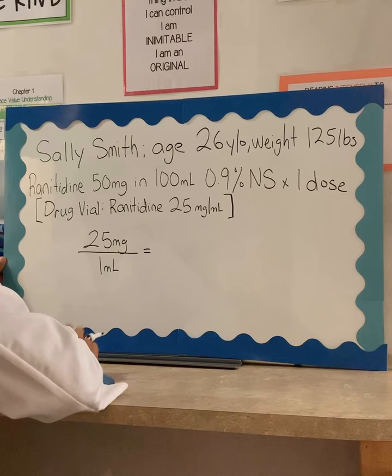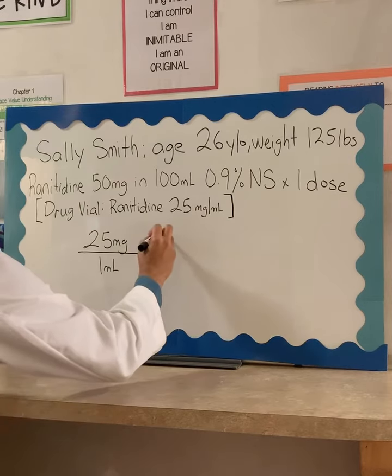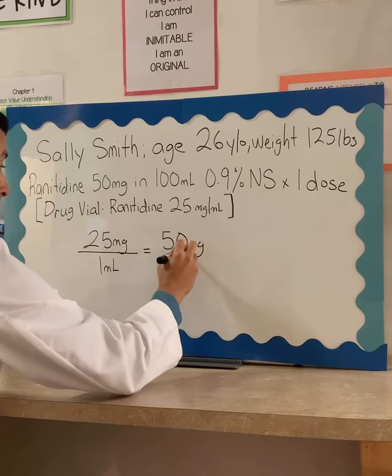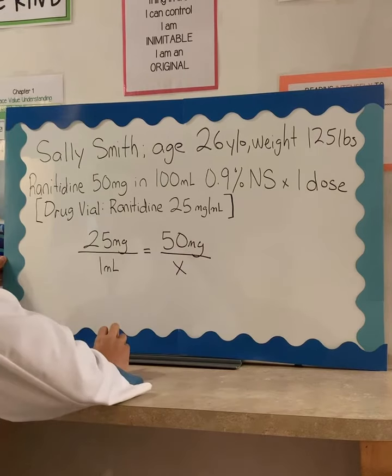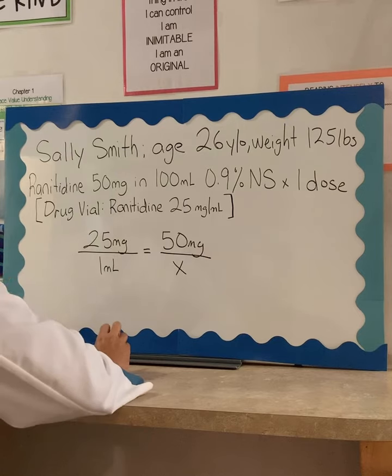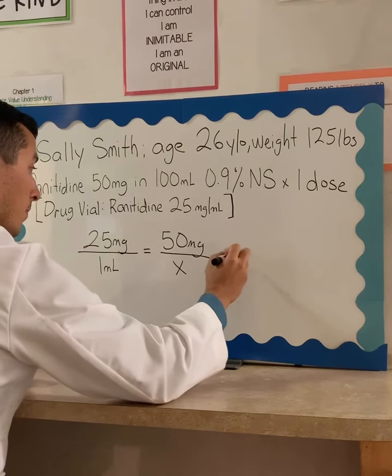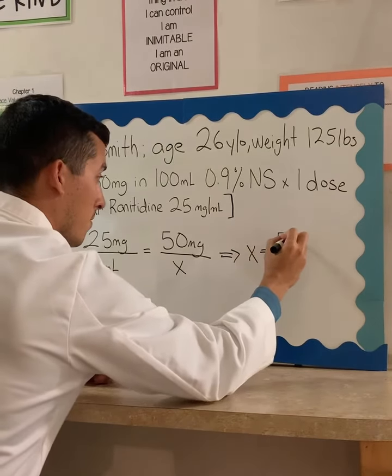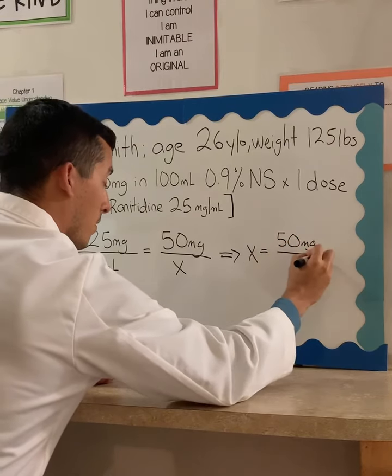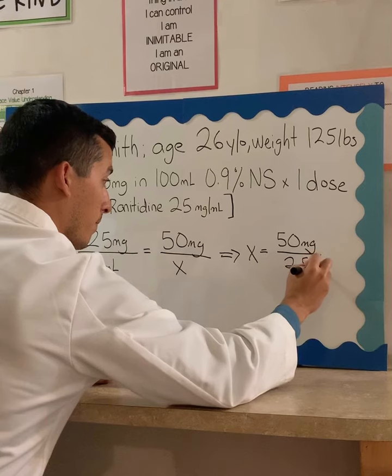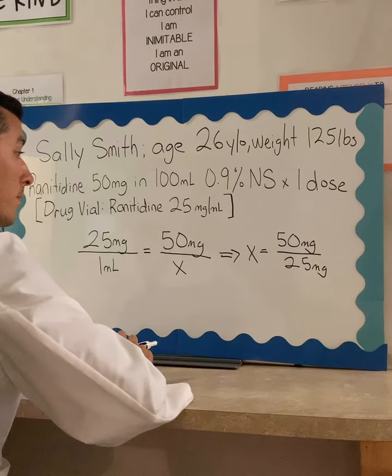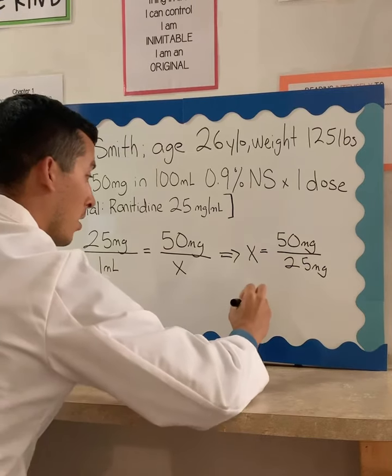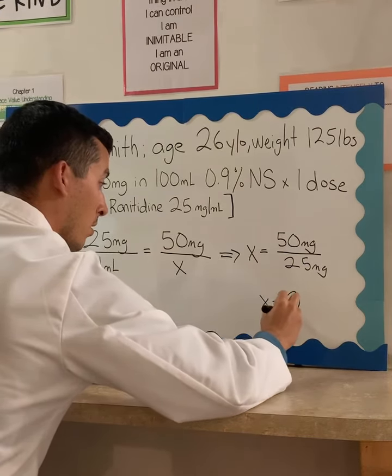I start by writing the concentration of our drug vial. I then set the concentration of the vial equal to our desired concentration, where X is in milliliters. I then rearrange my equation so my milligrams cancel and I'm left with milliliters. And when I solve for X, I get 2 milliliters contains 50 milligrams of ranitidine.